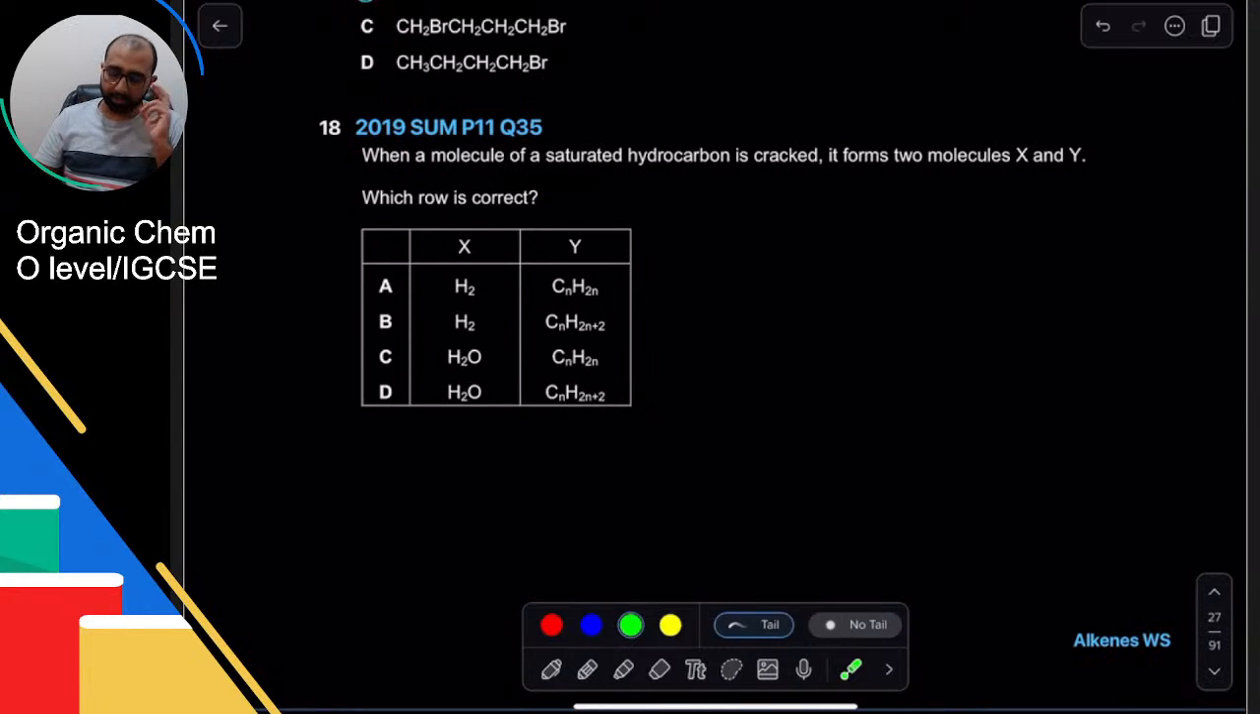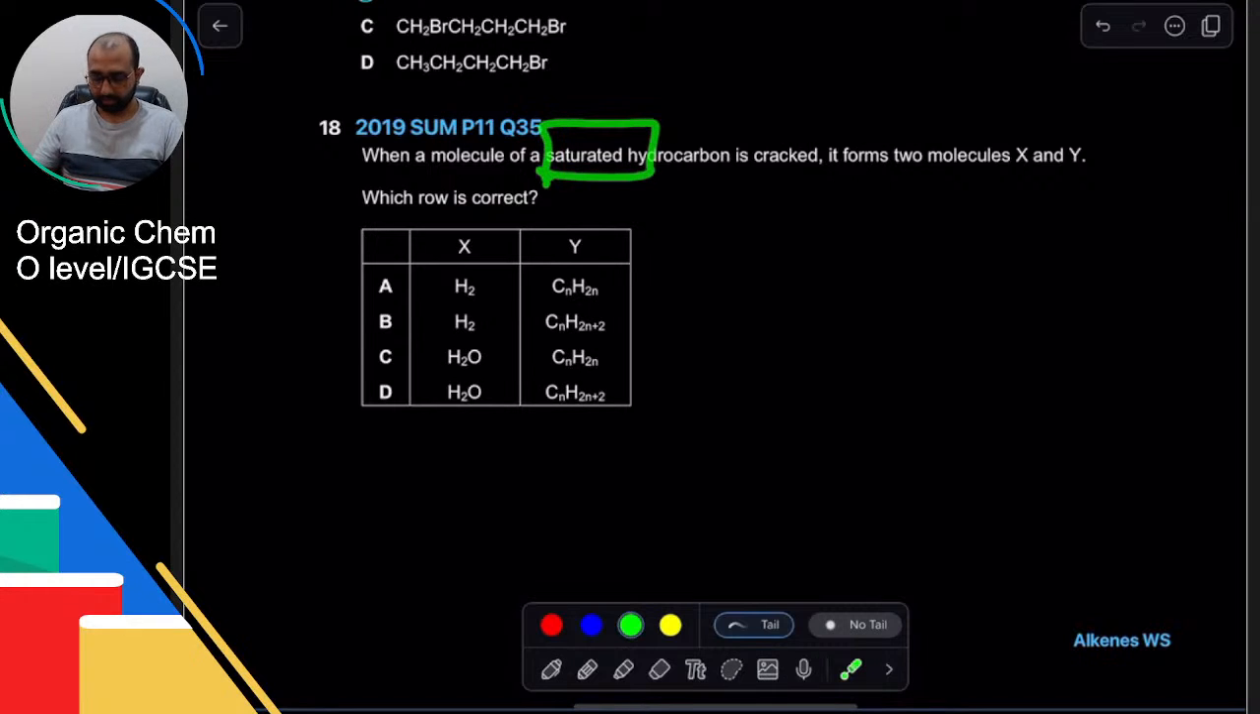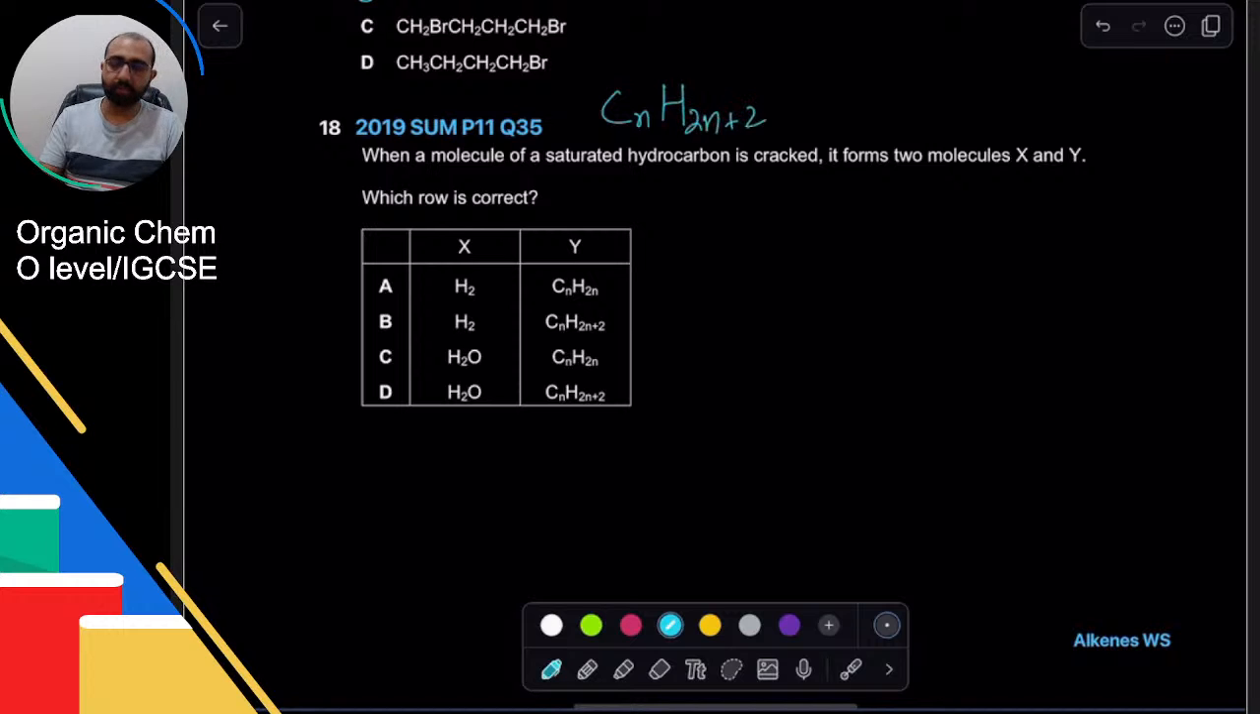Alright, when a molecule of a saturated hydrocarbon is cracked, cracking means you're breaking down a big hydrocarbon into smaller ones. You can also get just hydrogen from it, other things as well. It forms 2 molecules X and Y. Which row is correct? Now it is saturated, that's the key. Saturated means it should follow CnH2n+2. Hydrogen should be 2 more than double.